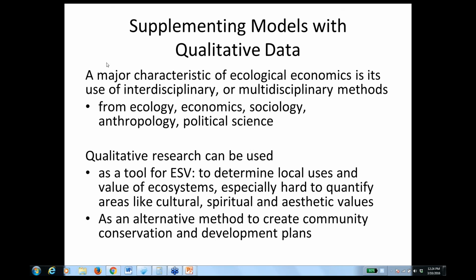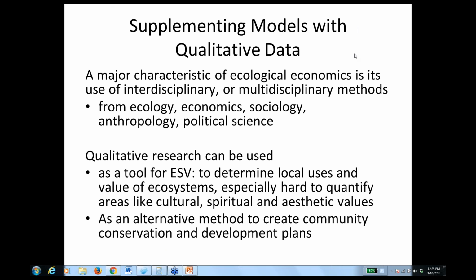And so I've talked about this before in a couple different sessions. One of the main characteristics of the field of ecological economics is that it's a multidisciplinary field, and they use methodologies from other fields, including sociology, anthropology, and political science. So traditional economists rely mainly on quantitative data, so numbers, math, models, whereas ecological economists are more open to using qualitative data as well. And I'm going to tell you how we go about gathering that data and how that data can be used.